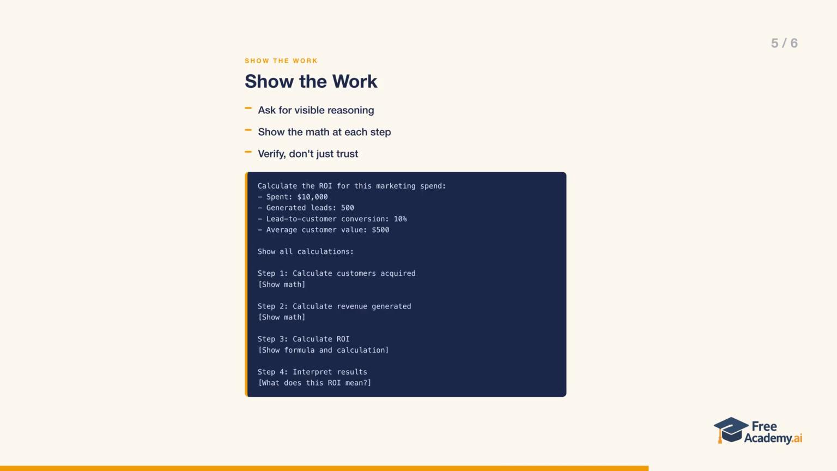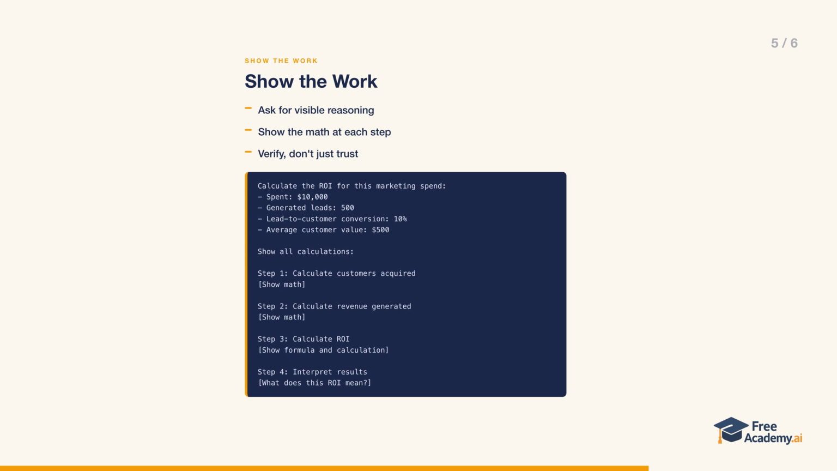Sometimes you want the reasoning visible, not just the answer. You can explicitly ask the AI to show its work. Take this ROI example. You give it the inputs, $10,000 spent, 500 leads, a 10% lead to customer conversion, and $500 average customer value. Then you ask it to show all calculations across steps.